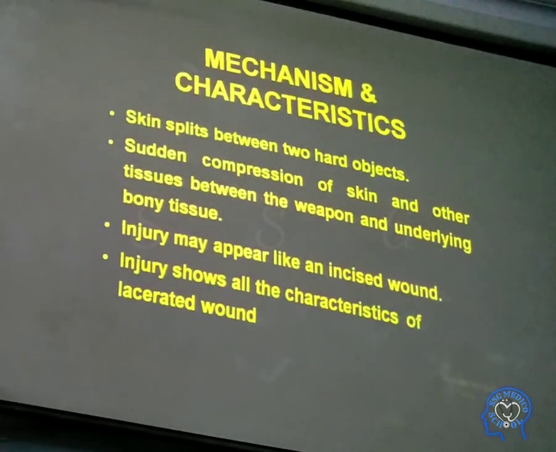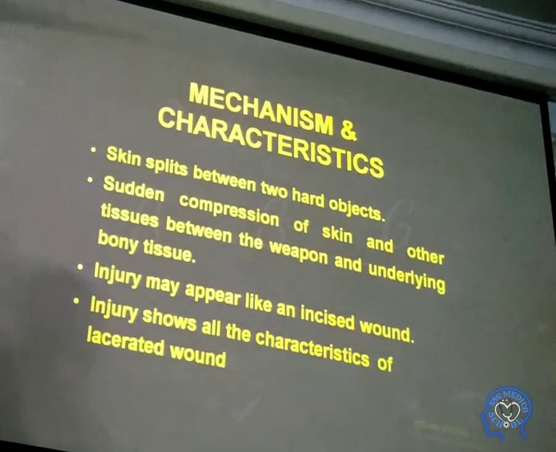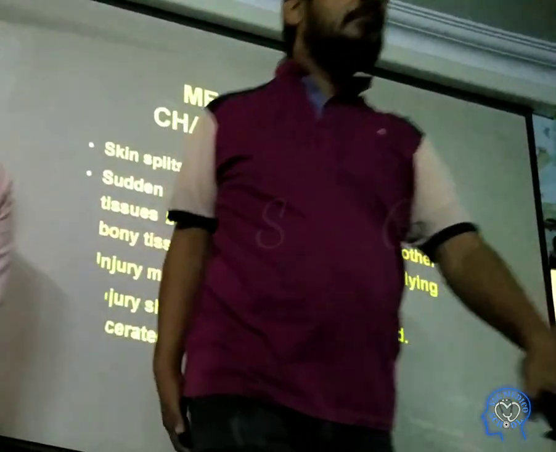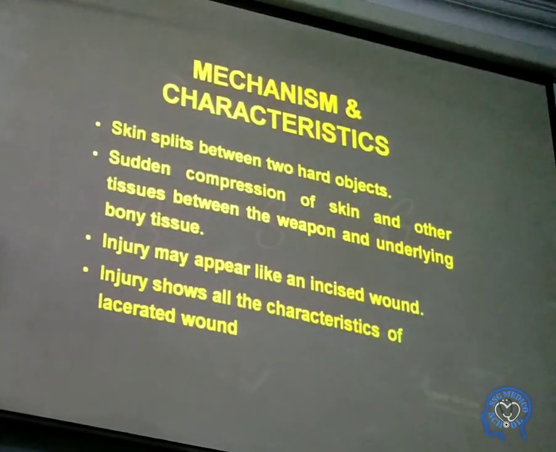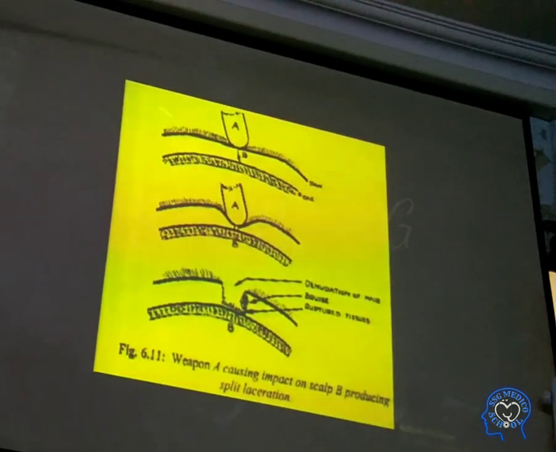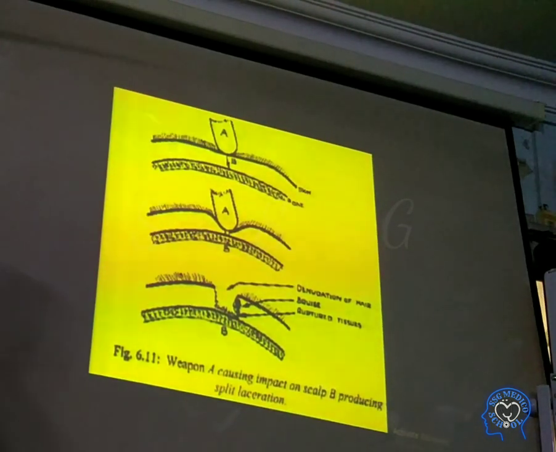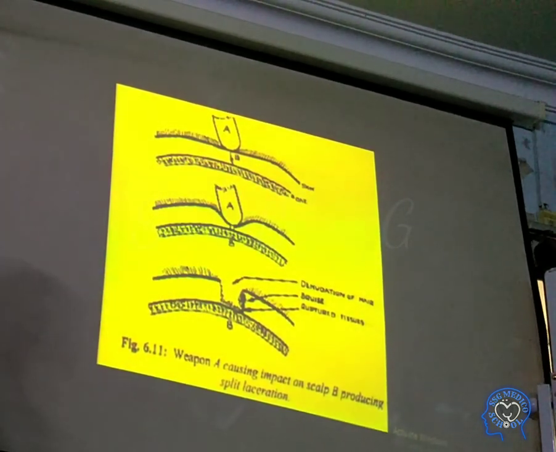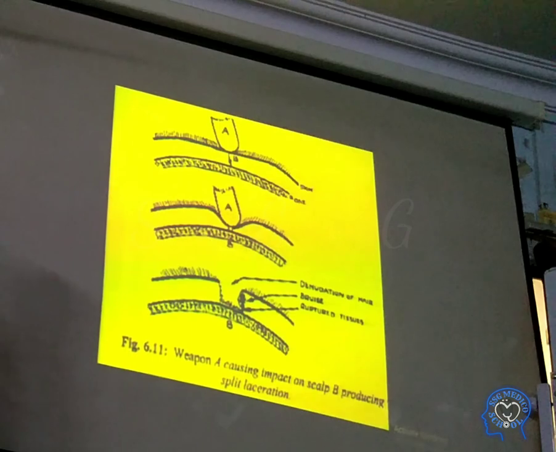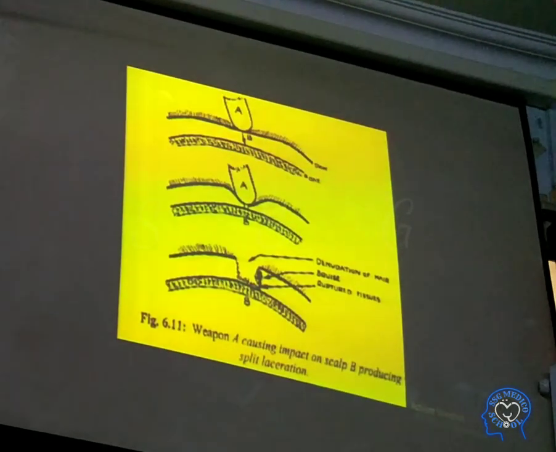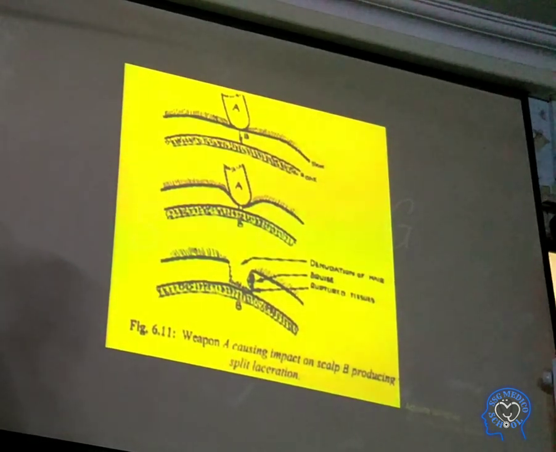Mechanism: skin split between two hard objects. Therefore, it looks like an incised wound. Next. Impact of the object on the body directly causes the split laceration at a 90 degree angle. Next.